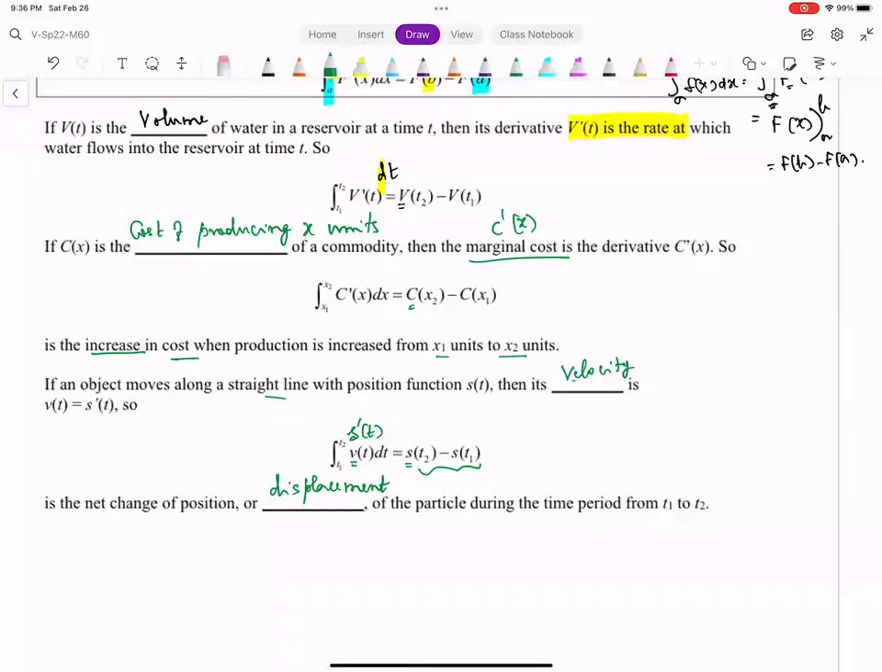So the fundamental theorem of calculus has a great application by way of the net change theorem. In fact, it is an application which is used in every field of science.